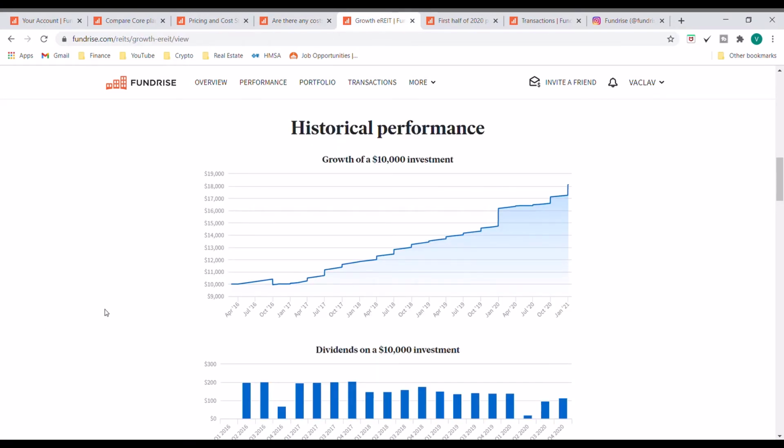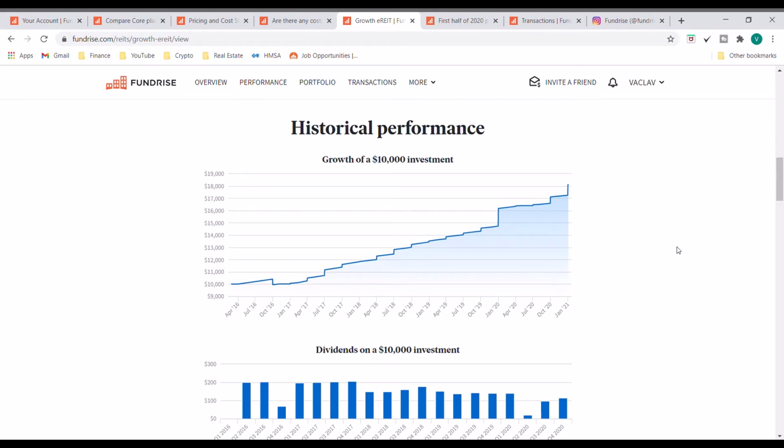So this is just amazing. This graph shows how it would be if you started in February 2016 and invested $10,000. This is how it would grow up until 2021. So at the end of 2020 or 2021, you would have 17 or 18,000. So that's an 80% gain on your investments in less than 5 years. I mean, that's just amazing.